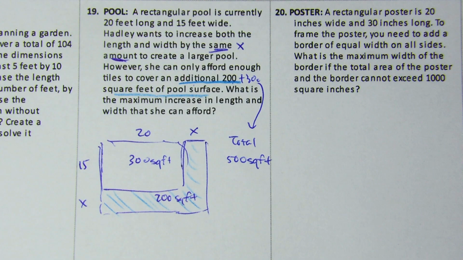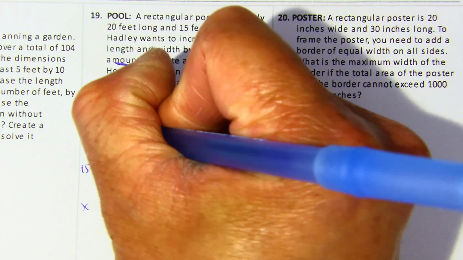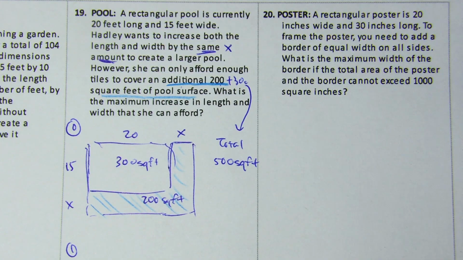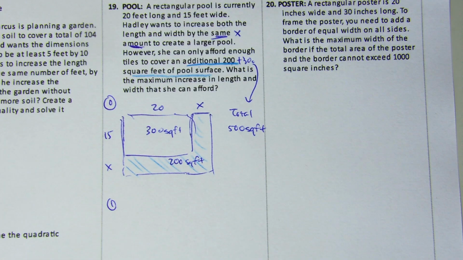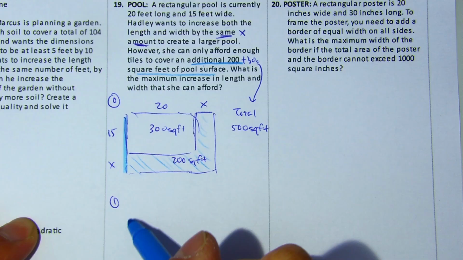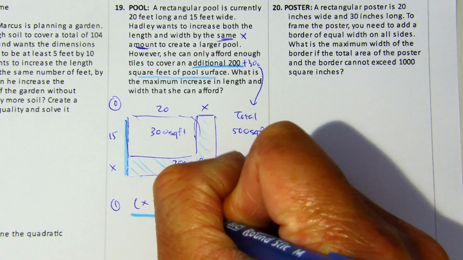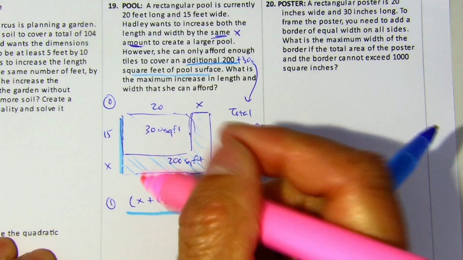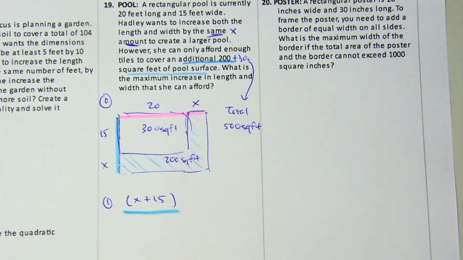Okay, so the first thing I'm going to do is we drew a picture. Let's call that step 0. And then step number 1, we need to create a quadratic inequality. So my first one is going to be, the length and the width actually don't matter which one you pick, x plus 15. And then my second one is this side. So that would be 20 plus x.